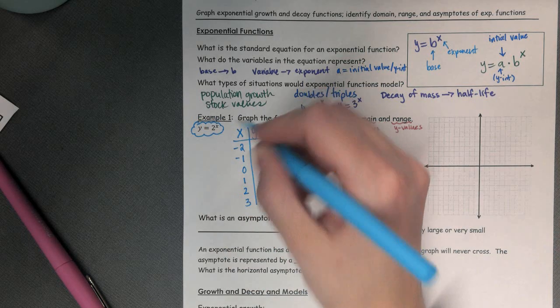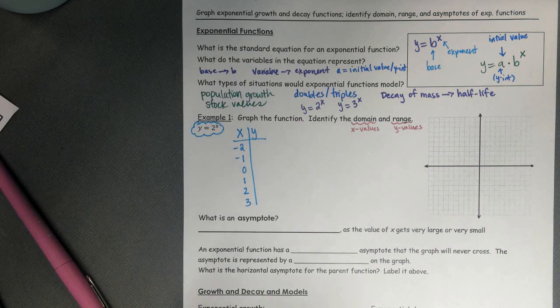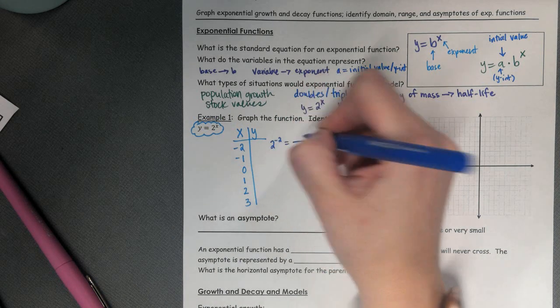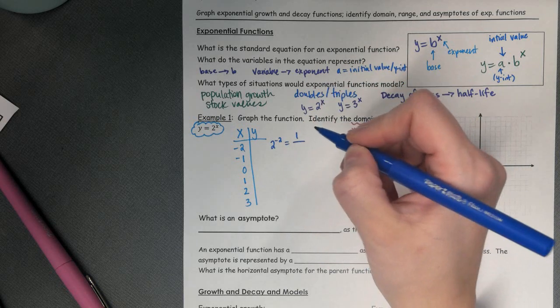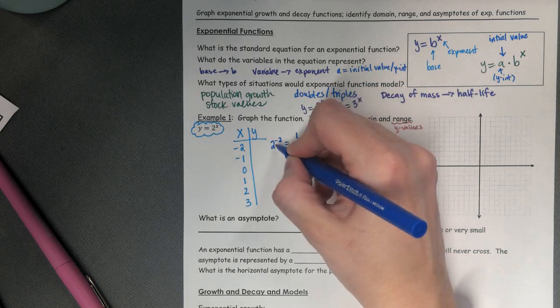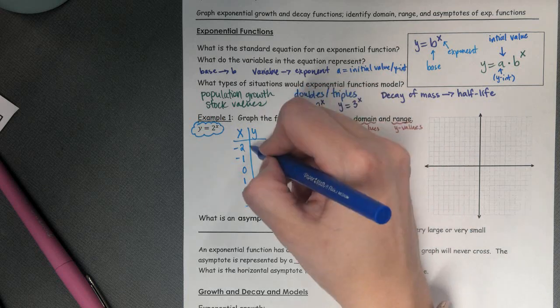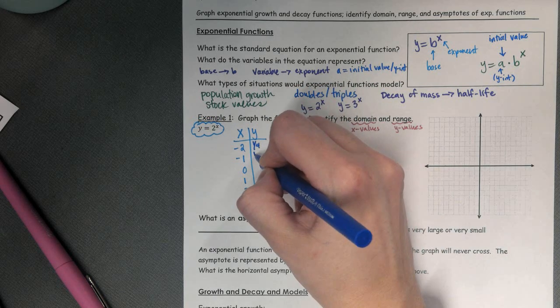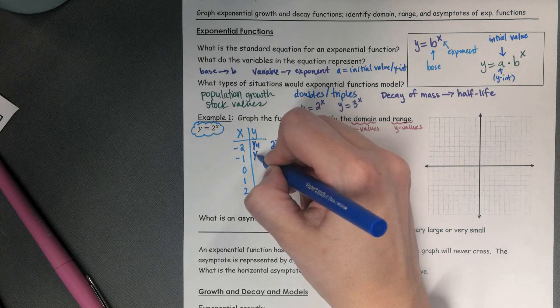Okay, so if you have 2 to the power of negative 2, how do you make a negative exponent into a positive one? Yeah, put it over 1. And then this becomes 2 squared. So this is going to be 1/4. So 2 to the negative 1 is going to be 1 over 2.